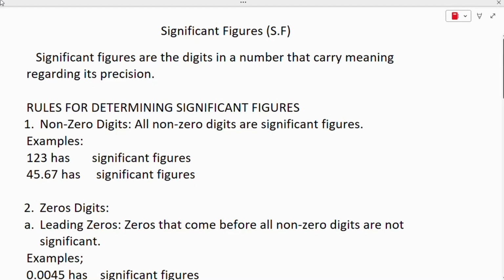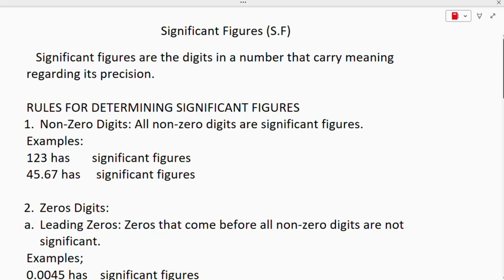So right here guys, in today's video I want to talk about this topic called significant figures. Significant figures are one of the foundational topics in mathematics that every student simply needs to know. In this video I'm going to walk you through the rules for determining significant figures, and I'll show you a very easy way to do that.